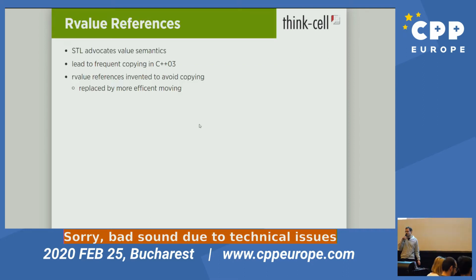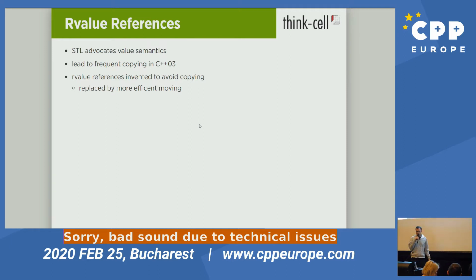So why do we have R values at all? In particular, R value references, that's what I'm talking about. It used to be that we didn't have R value references, and there was the standard library, and the standard library really likes value semantics. Value semantics means that values are independent of each other, you can pass values around and they keep the value. But if you do that with the old standard library, before C++11, I don't know how many of you already programmed C++ before C++11, it meant that you needed a lot of copying.